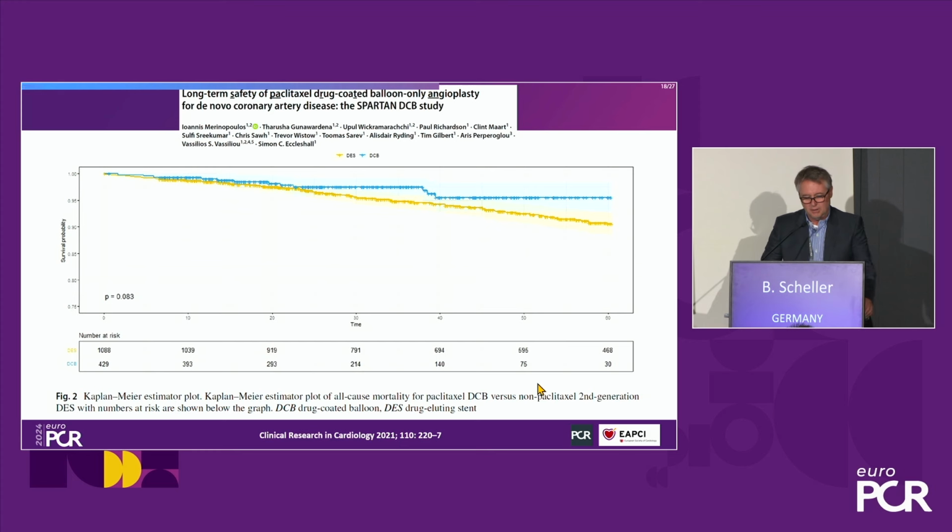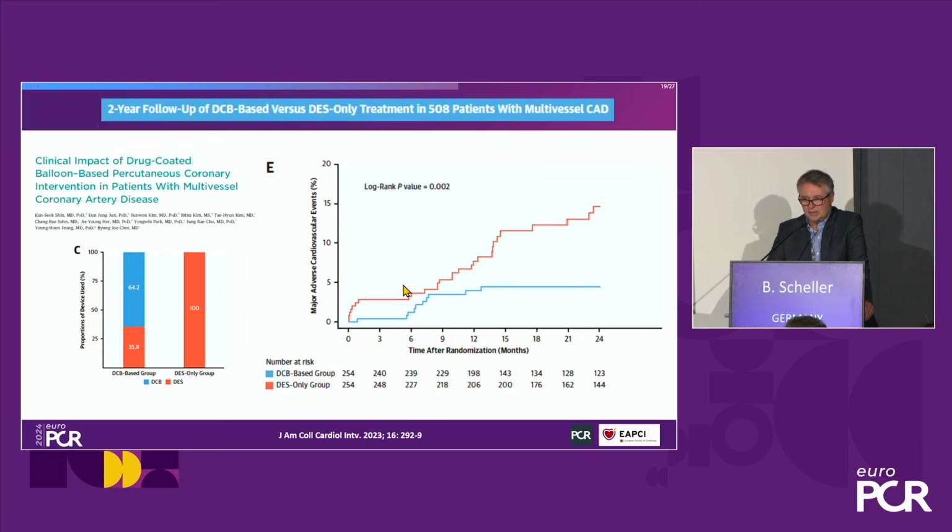Long-term data is also there. This is from Simon Eccleshall's group, 1,500 patients. And here you can see that at 5 years, there is a tendency towards lower event rate in DCB-treated patients than in drug-eluting stent-treated patients. But it's not an either-or. It's more the question, which strategy do we prefer, for example, for the treatment of multivessel disease.